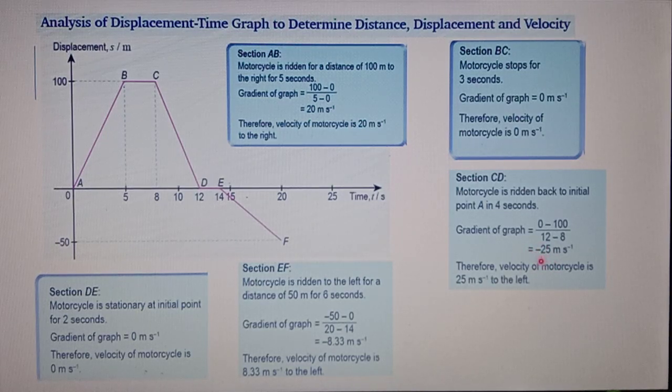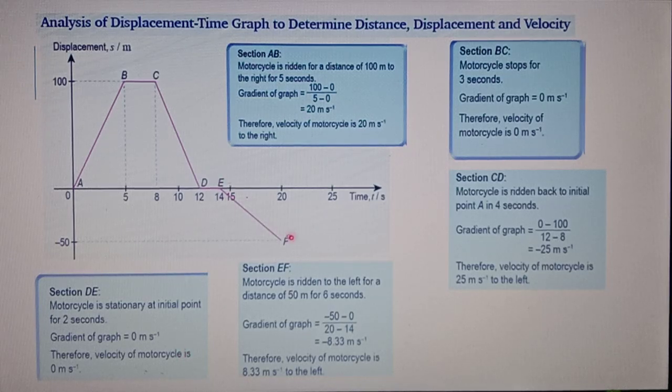Okay, reverse direction. Okay, next for DE, the value of S equals 0, meaning the motorcycle is stationary at the initial point. Just now it went back to the original point at D and then stayed for 2 seconds at point D. Okay, so the gradient equals 0, therefore velocity is 0.